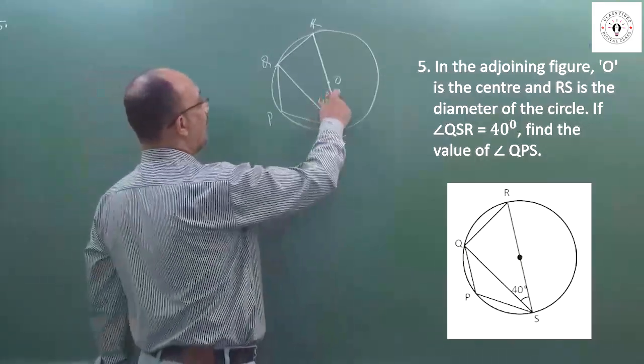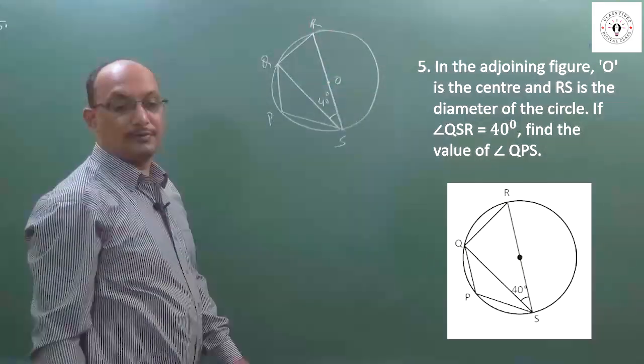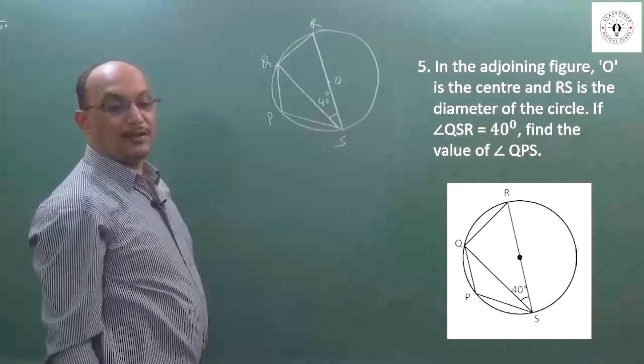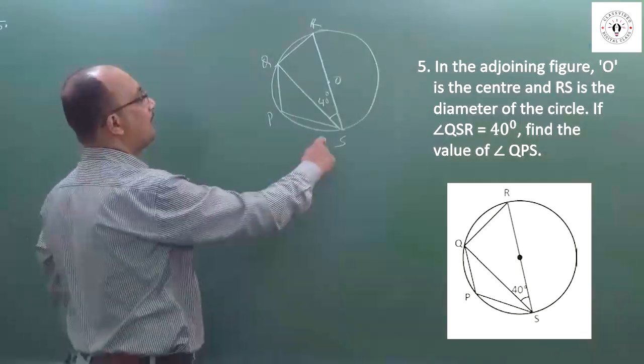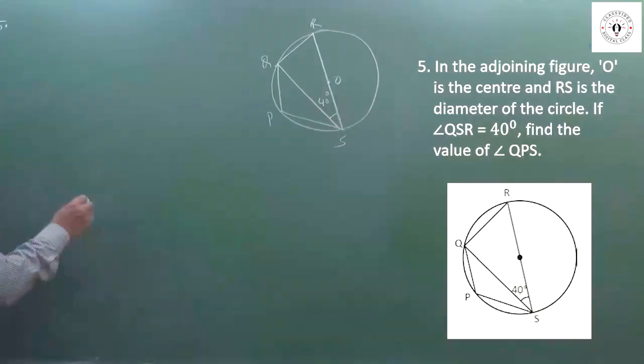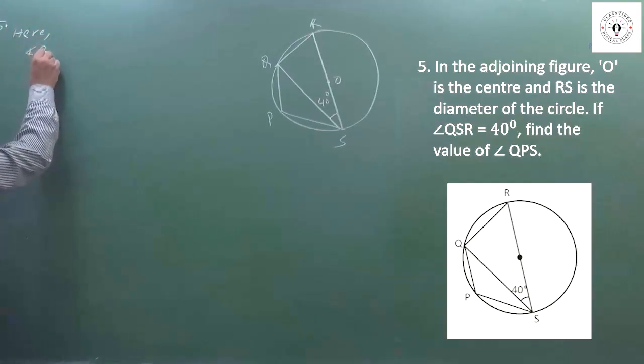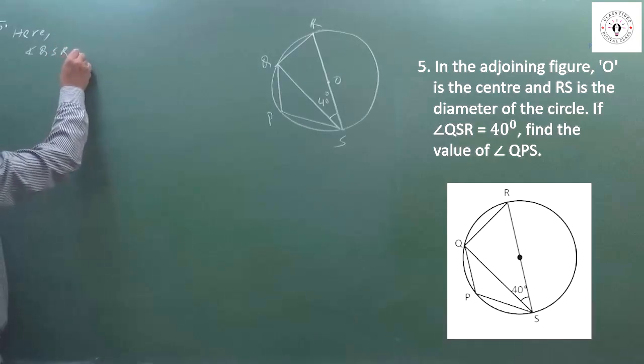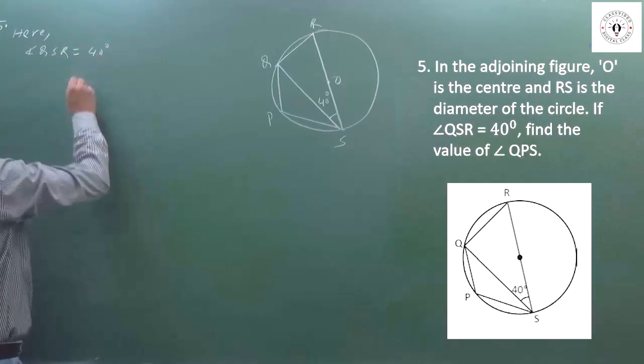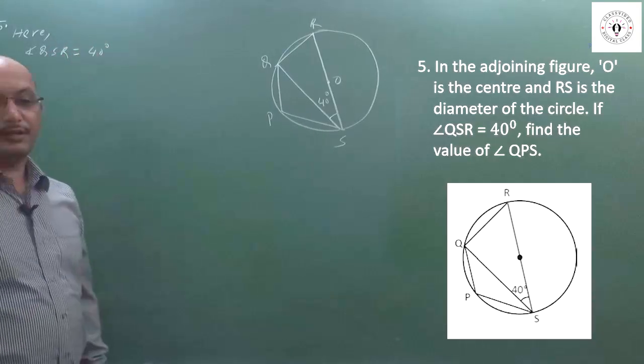So in the adjoining figure, O is the center. You can see RS is the diameter of the circle. If angle QSR equals 40 degrees, this angle QSR equals 40 degrees.